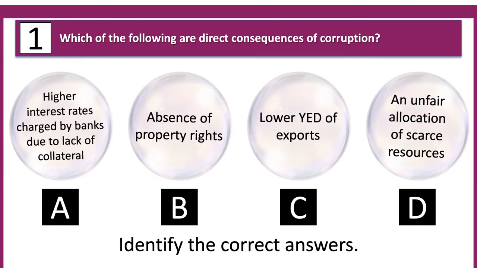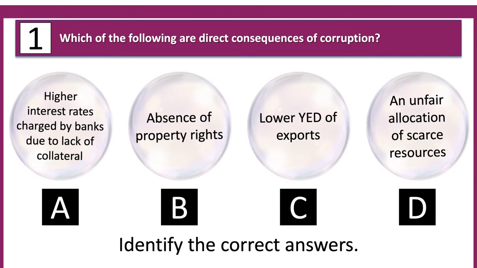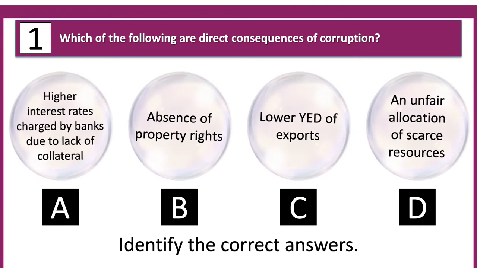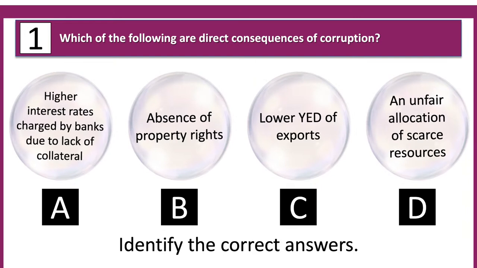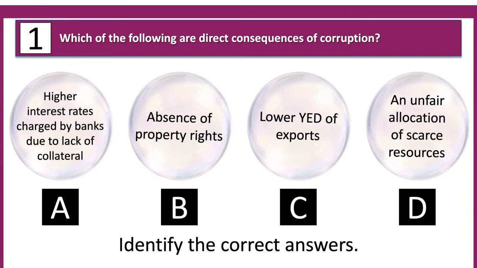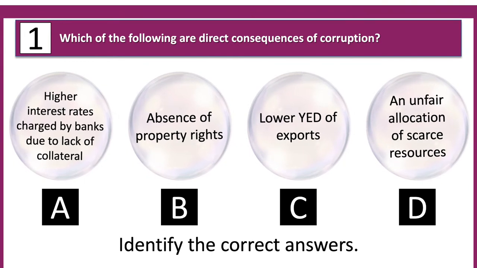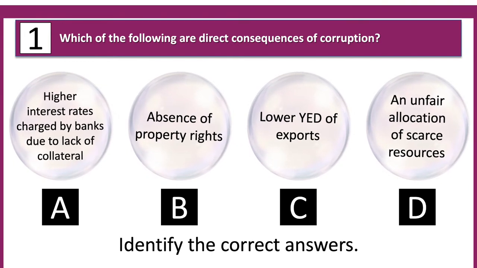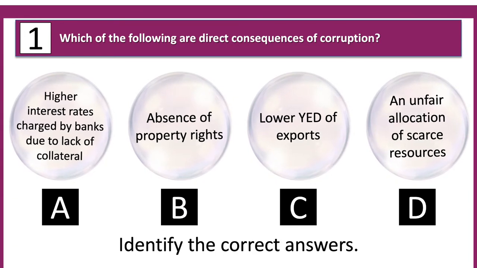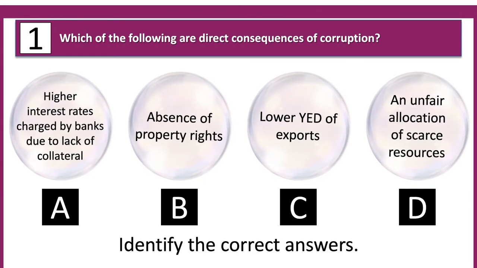So we've got higher interest rates charged by banks due to a lack of collateral. We've got absence of property rights. We've got lower income elasticity of demand of exports. And we've got an unfair allocation of scarce resources. So type the letters of the ones that you think are correct. If you don't think any are correct, you can put a zero. Let's see what you think.